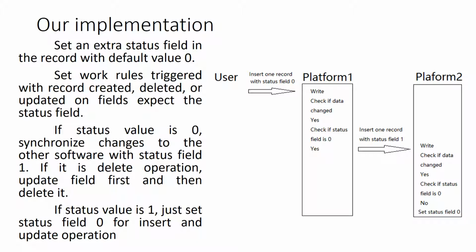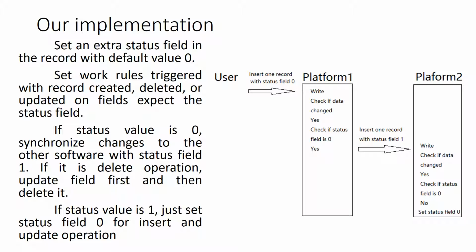So we improve it. We add an extra status field with default value 0. We set the workflows to start the process only when a record is created, deleted, or edited on fields except for the status field. When the process starts, it first checks the value of the status field. If it is 0, it means it is an operation taken by the user but not the synchronization system. It will synchronize the write operation to the other platform, but set the status field as 1 for create or update operation. For delete operation, it will first call the update web service to set the status value as 1, and then send the delete operation. Based on our rules, the status changes will not activate the process.